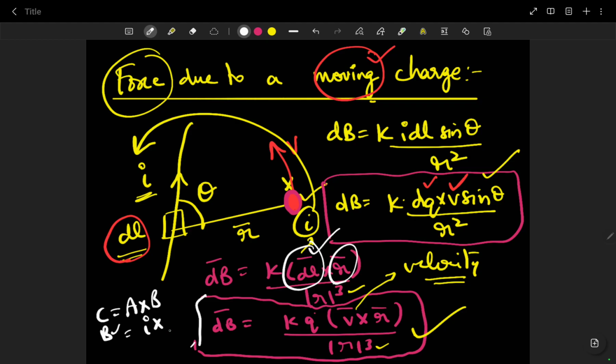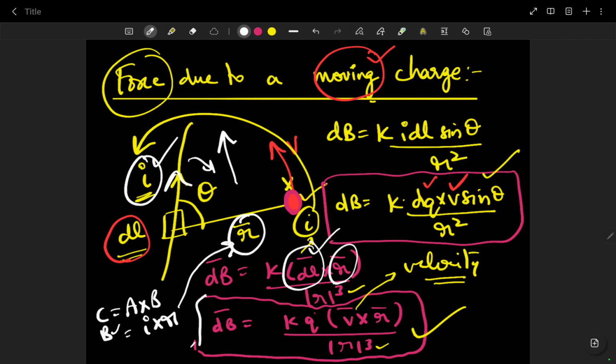You will have to curl it with. So B is the R vector, right? Which is here. So I would have told you that four fingers, if you align with this current, right? This is the current. And then while aligning these four fingers, you have to curl it towards the R, right? So your thumb will show inside the screen or inside the book or inside the whiteboard. So at that point of time, the magnetic field will be inside. So this is what we have discussed.